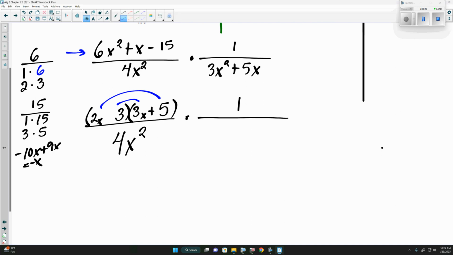We flip the signs to give us 2x minus 3 times 3x plus 5. And that would change it from negative x to positive x. So we have the correct middle term. Last part is factoring 3x squared plus 5x. It has a greatest common factor of x, which leaves us with 3x plus 5.